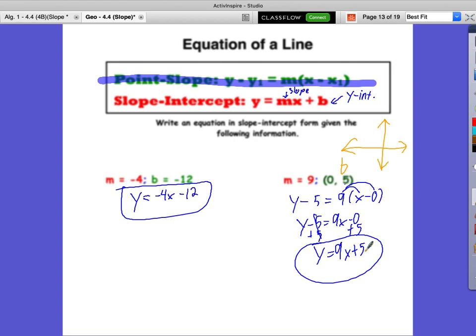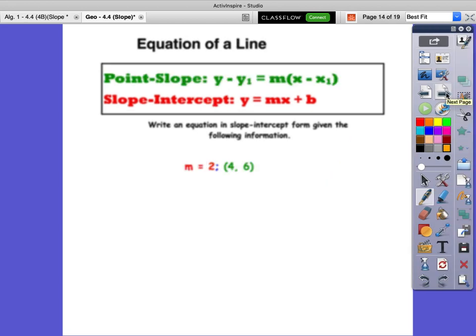Okay. And how do we know that's the y-intercept? Graph that point. Which one? Zero, five? Yes. Does it cross? Use where it crosses the y-axis.